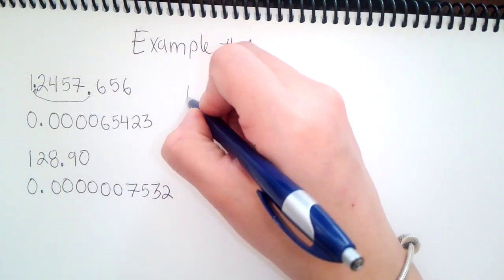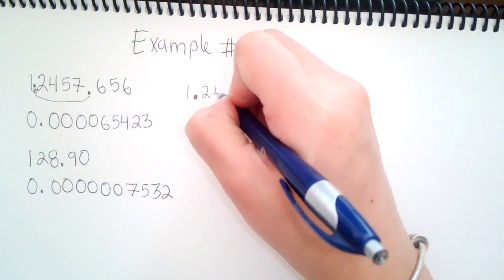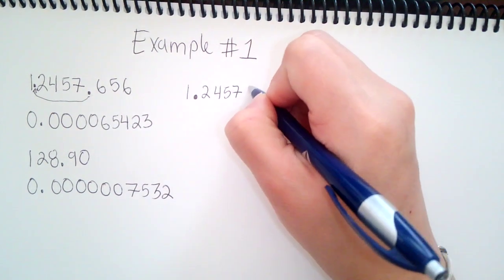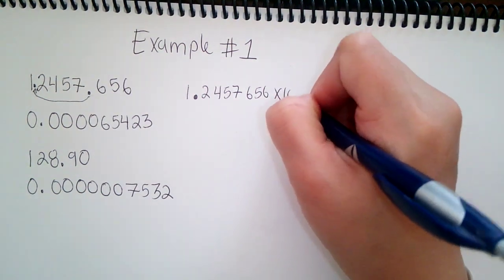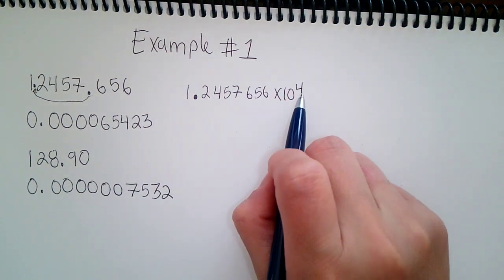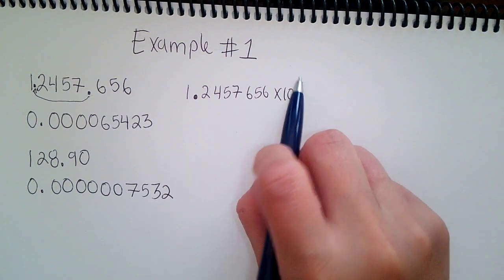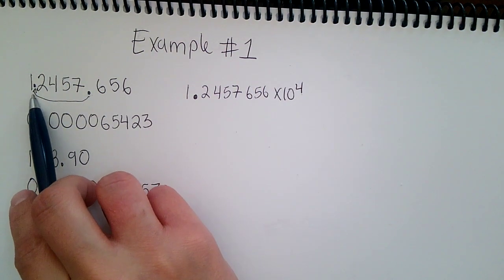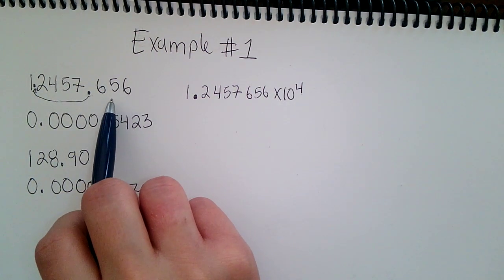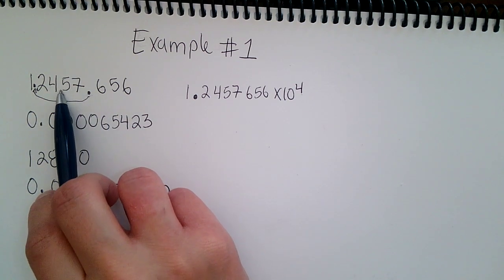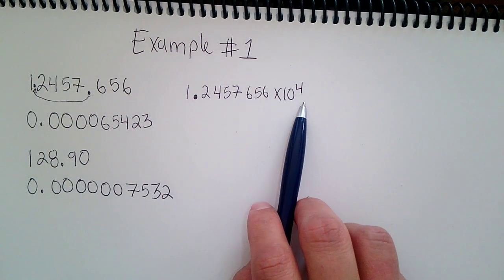Okay, so our correct answer here would be 1.2457656 times 10 to the 4. Why is it positive? Why is it not negative? Because this number originally was way bigger than 1, as you can see that. And like I said, it took us 4 times, so that's why we put that exponent 4.